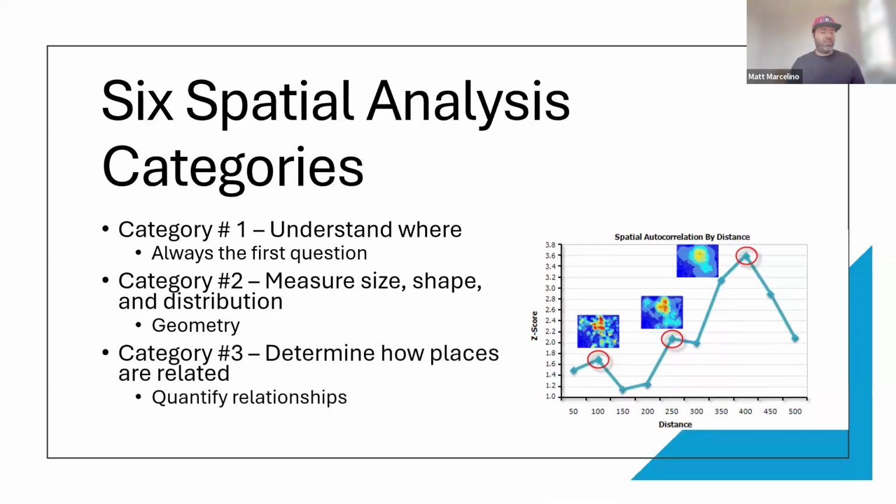Category 3 is determining how places are related. And this is important because you may need to describe and quantify the relationships among features to determine what is near, what is within, and or how something overlaps in time or space.